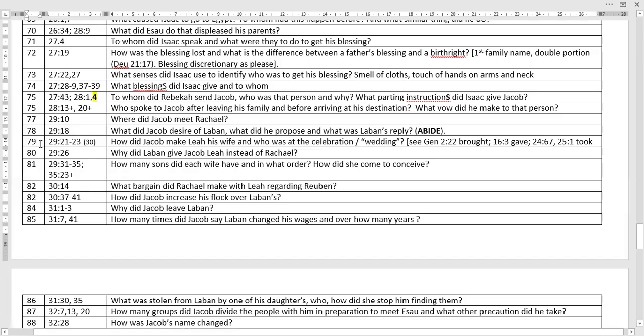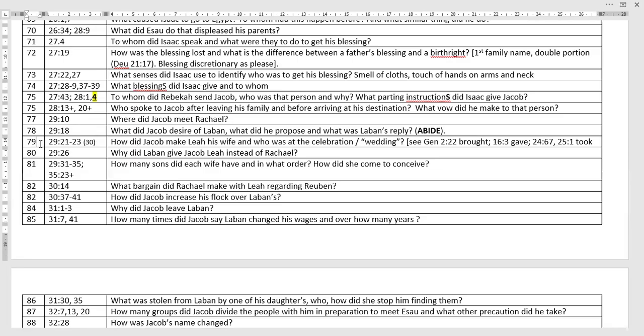How did Jacob make Leah his wife, and who was at the celebration? Right, so let me read this, chapter 29, verse 21. And Jacob said unto Laban, so after he'd done this 7 years, give me my woman. We heard before, woman and wife are the same thing. For my days are fulfilled.